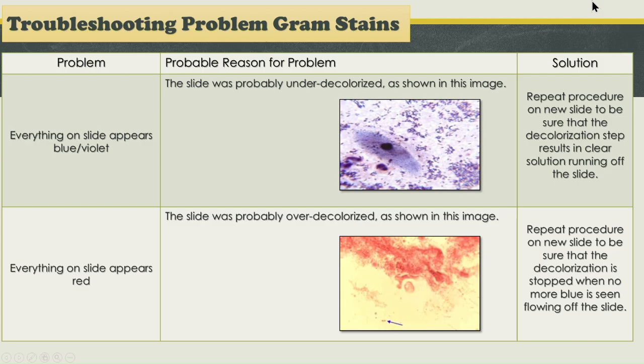Troubleshooting problem gram stains. Problem: everything on slide appears blue/violet. Probable reason for problem: the slide was probably under-decolorized, as shown in this image. Solution: repeat procedure on new slide to be sure that the decolorization step results in clear solution running off the slide. Problem: everything on slide appears red. Probable reason for problem: the slide was probably over-decolorized, as shown in this image. Solution: repeat procedure on new slide to be sure that decolorization is stopped when no more blue is seen flowing off the slide.